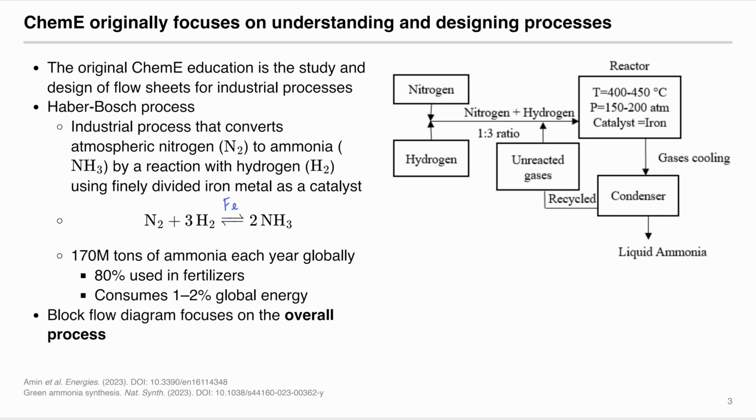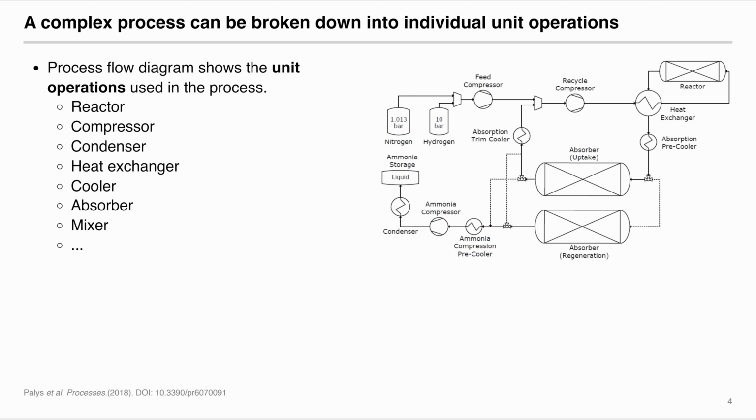The block flow diagram on the right shows how we use nitrogen from air and hydrogen and react them and finally get into a liquid ammonia final product. And this block flow diagram focuses on the overall process. We want to learn more about what are the equipments that are responsible for each of these processes. Then we need to use a process flow diagram shown here that shows each unit operation used in the process.